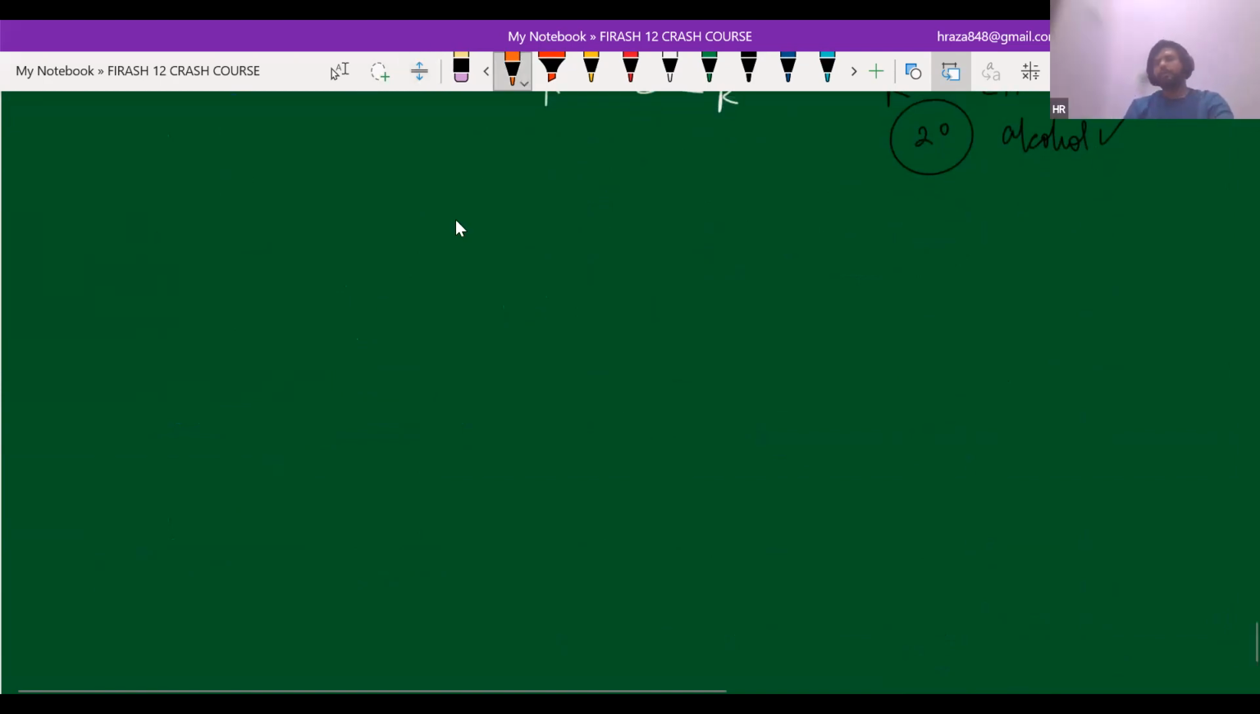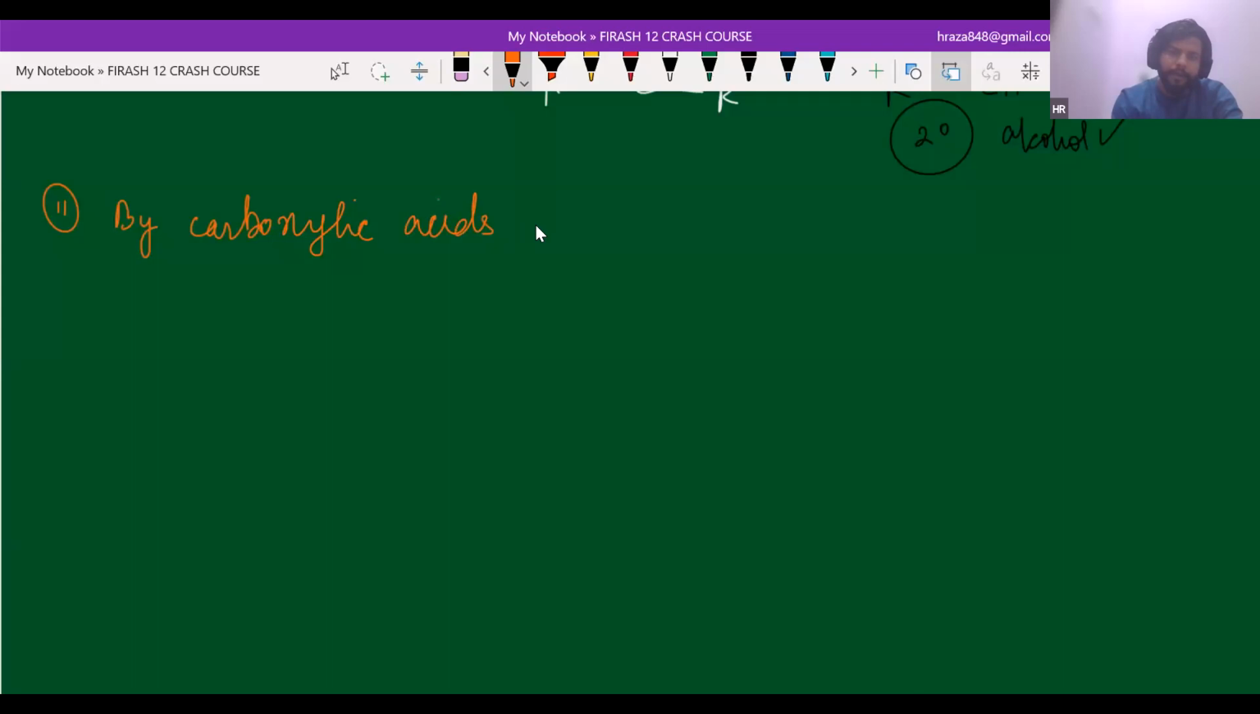So this is the reduction of aldehyde and ketone to get alcohols. Now I'm going to do it for carboxylic acids. This is the second part of carbonyl compounds, by carboxylic acids and esters.